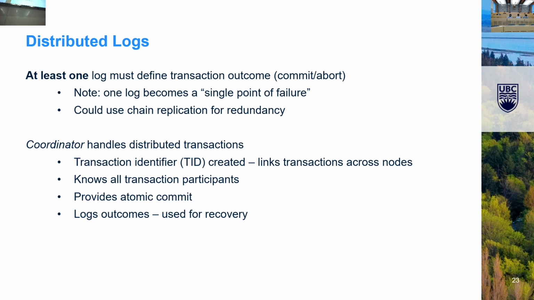Distributed logs. Lots of logs, scattered all over the place. The simplest and the most traditional way of doing this is that we have at least one log that defines the outcome of a given transaction when we start building our distributed transactions. Of course, there's that interesting little problem, which is that one log becomes a single point of failure, and so one of the earliest solutions to this was, well, we'll just simply use chain replication.